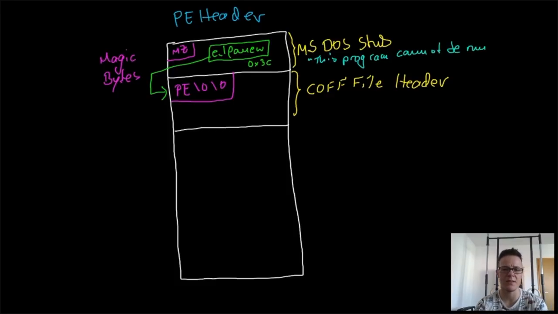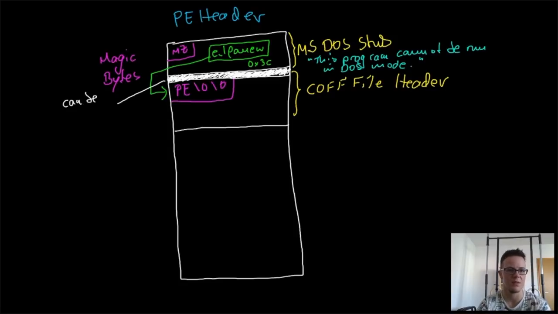Now there is an interesting part between the MS-DOS stub and the start of the PE signature. There can be some unused space, and early viruses actually used that unused space to write their code into, and this was also called a header infection. So they had to be very small to fit into this space.